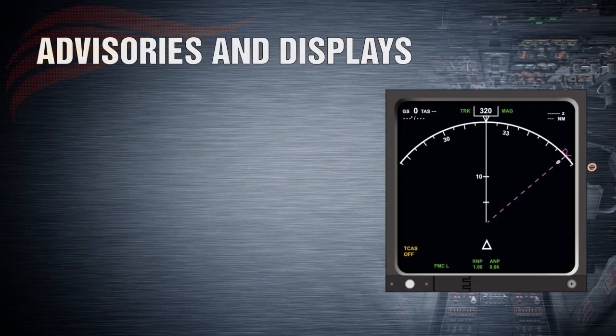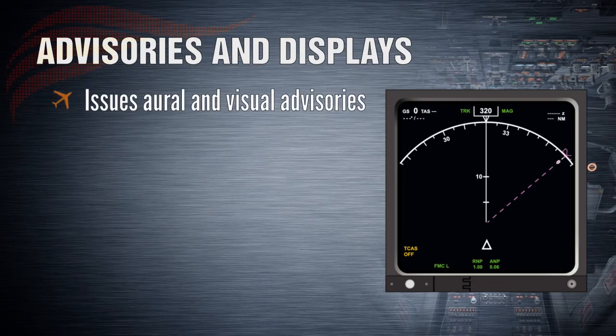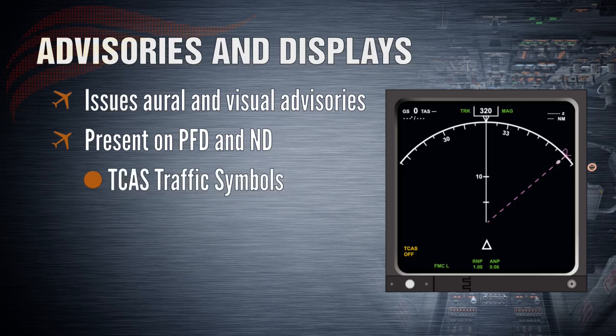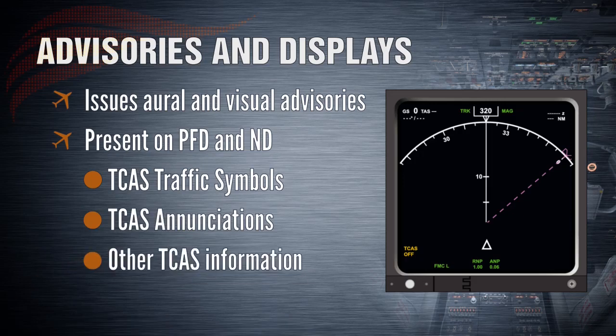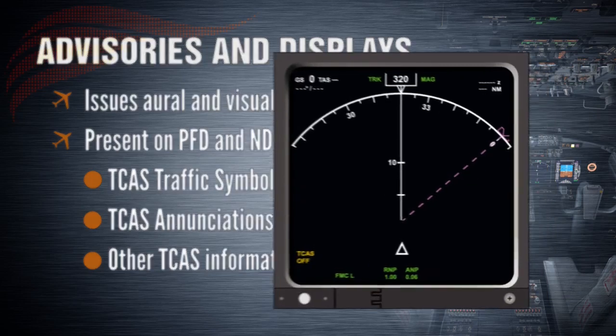TCAS issues oral advisories and visual displays to the flight crew. Visual indications are present both on the primary flight display and the navigation display. The navigation display displays TCAS traffic symbols, TCAS annunciations, and other TCAS information. TCAS annunciations are displayed in the lower left of the navigation display, and these indicate the status of the system.